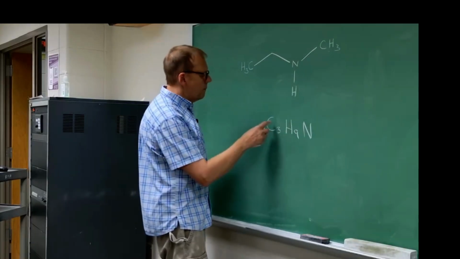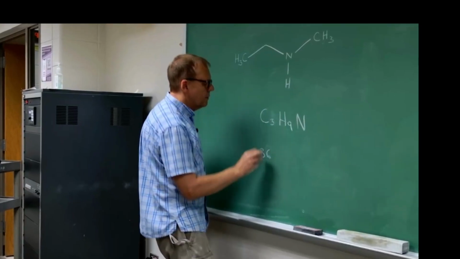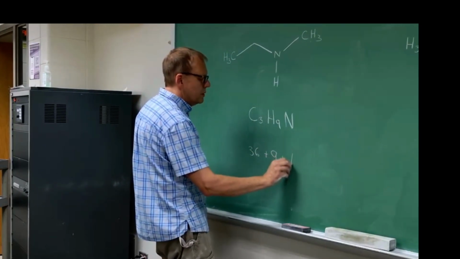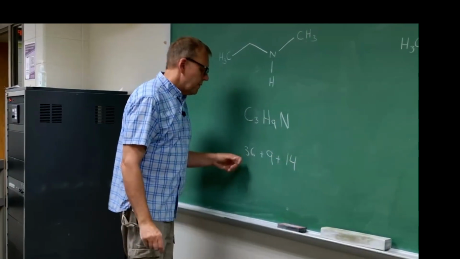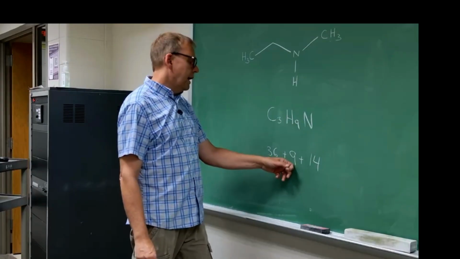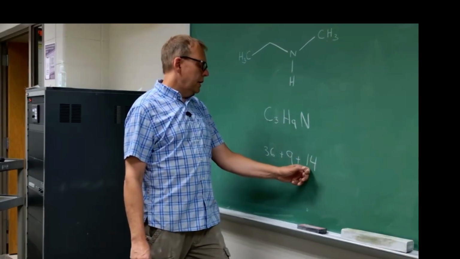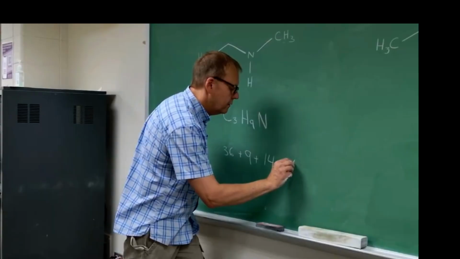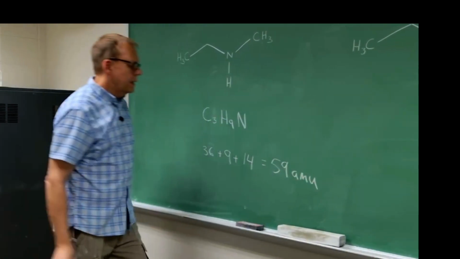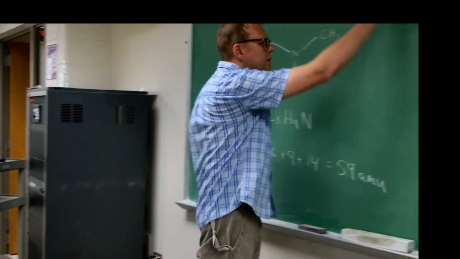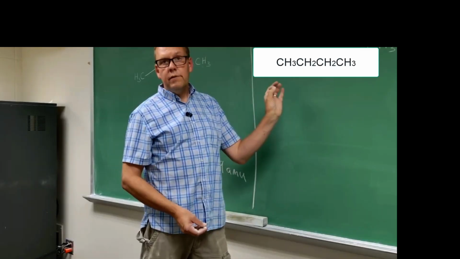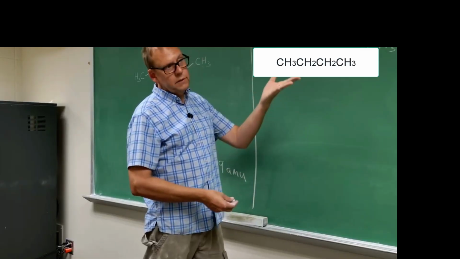But the carbons are going to give us 36. 3 times 12 is 36. We're going to get 9 from the hydrogens, and then the nitrogen is going to give us 14. So 36 plus 9 is 45, plus 14 is equal to 59 AMU. So that is odd. Let's go over here and check out this example. This molecule contains no nitrogens. That would be an even number, so we predict the mass would be even based on this nitrogen rule.